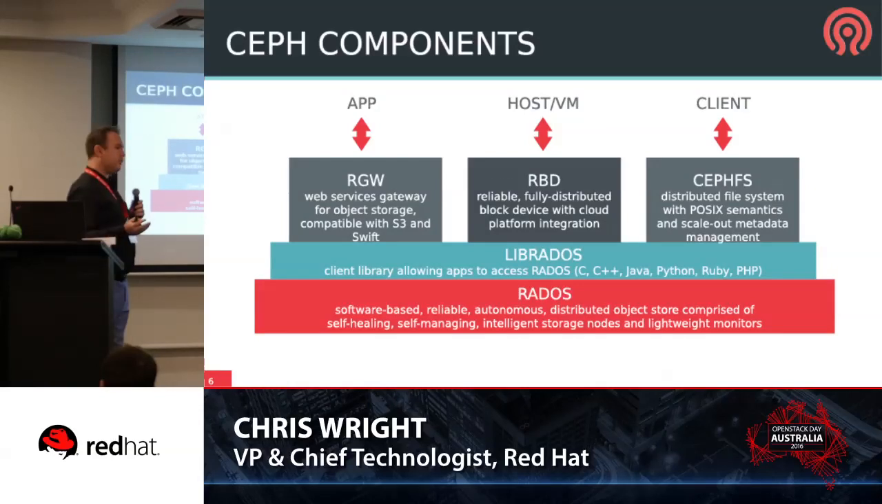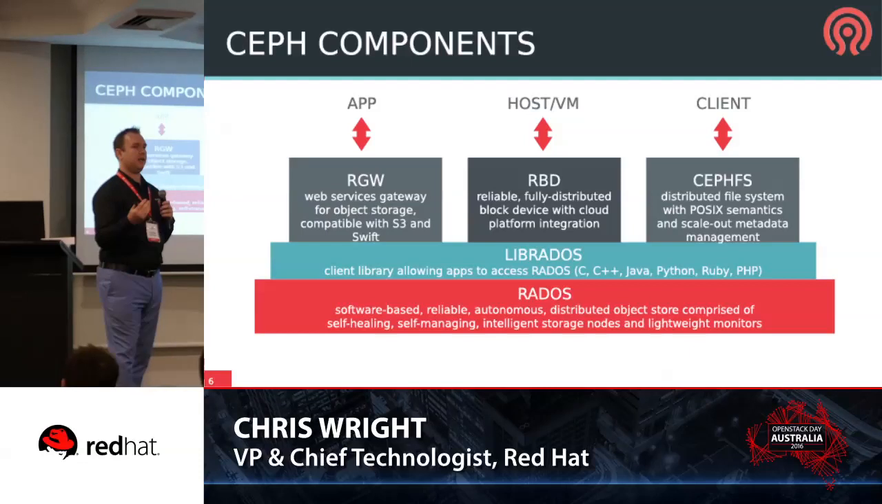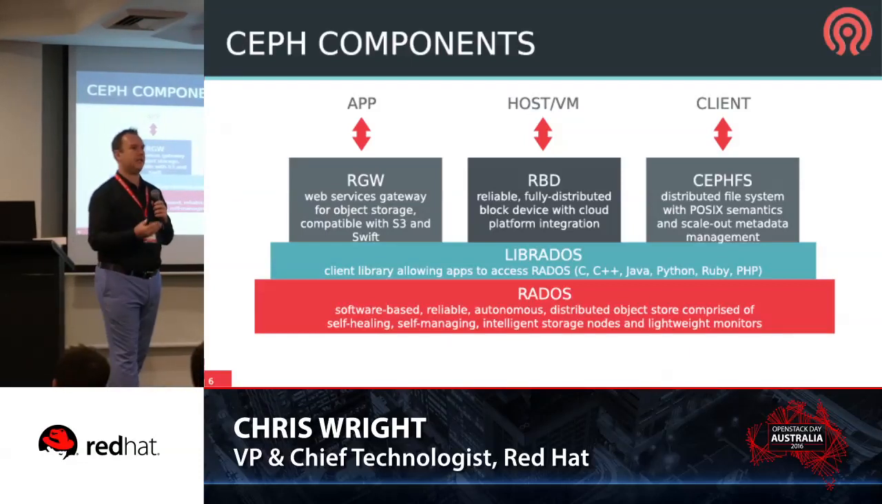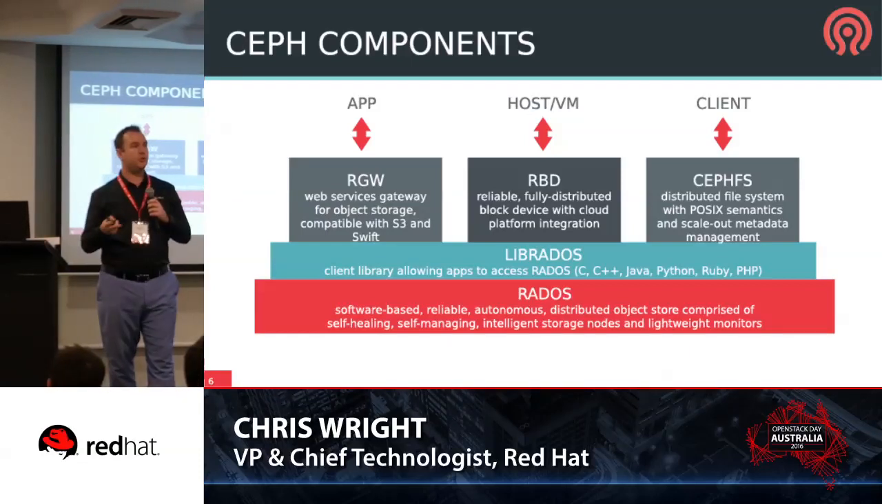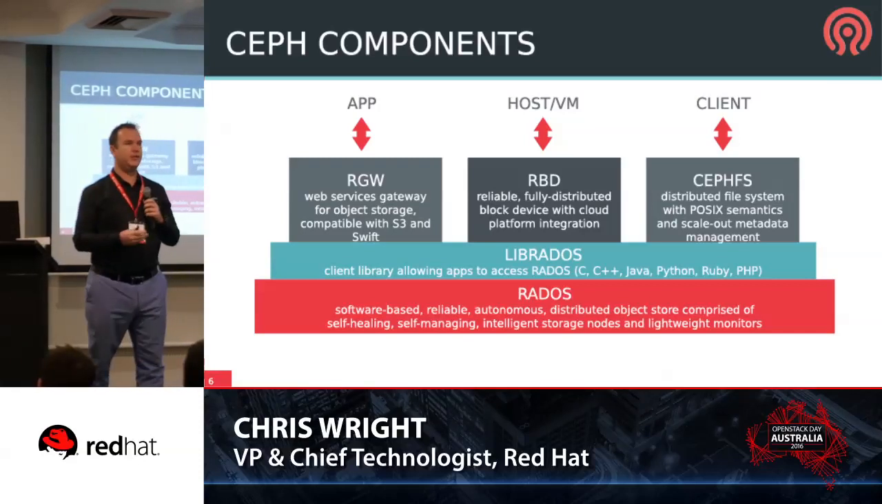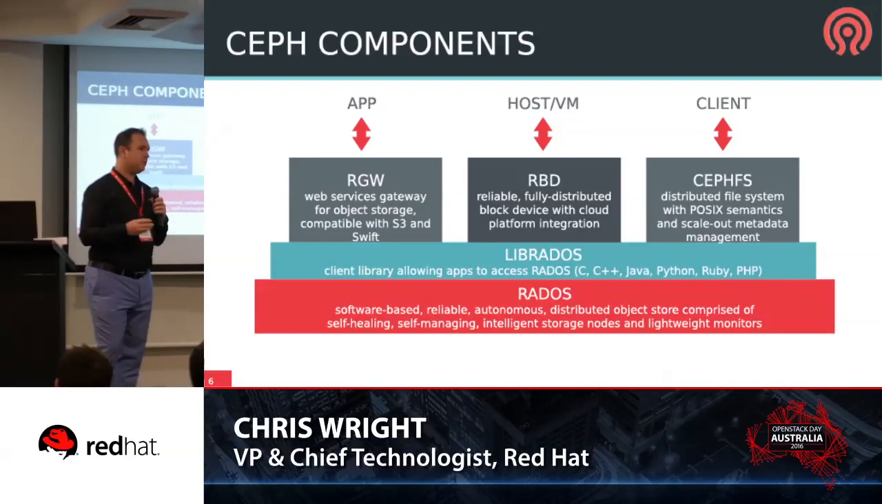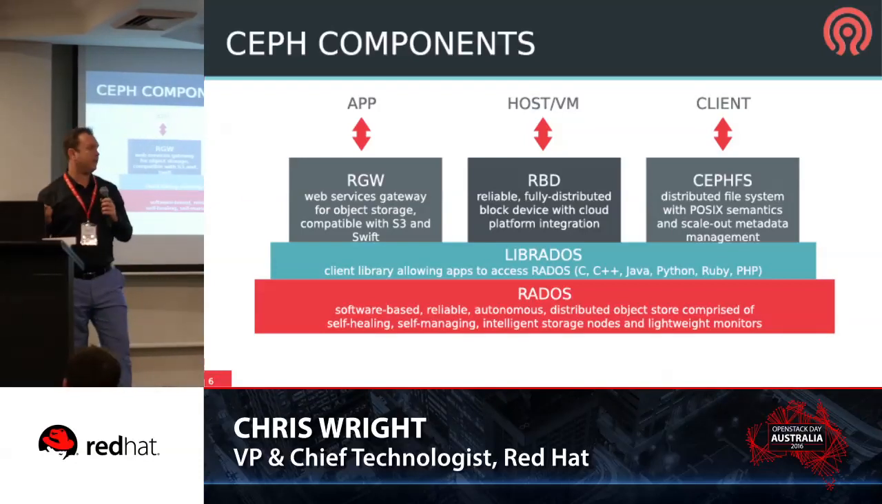Then there's RBD, the RADOS block device. So this is exactly like a kernel block device that you can attach to your Linux machine. And there's two ways you can do that. You can either do it as a kernel module, which I'll talk about later, and you get a block device like you used to when you put something on it, or you can integrate it in with OpenStack directly.